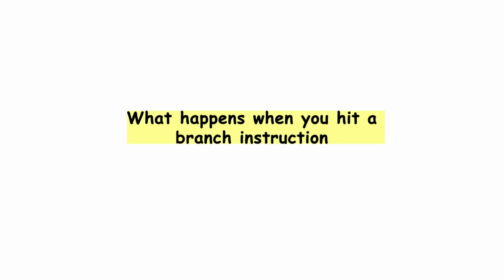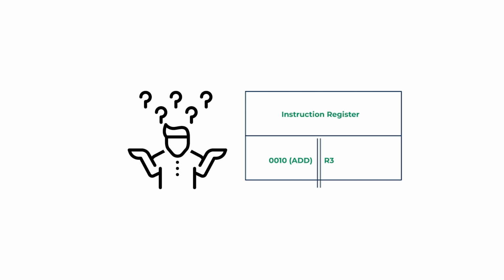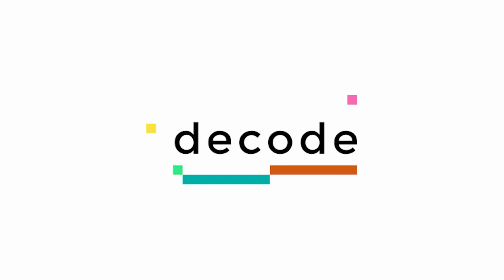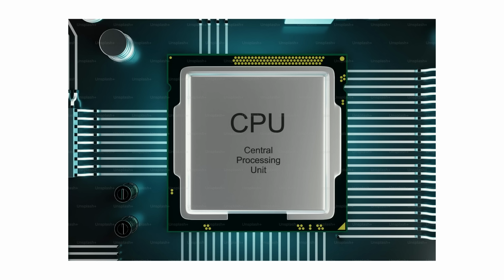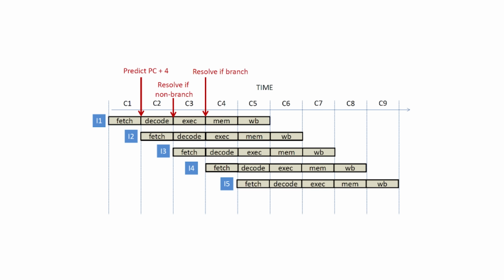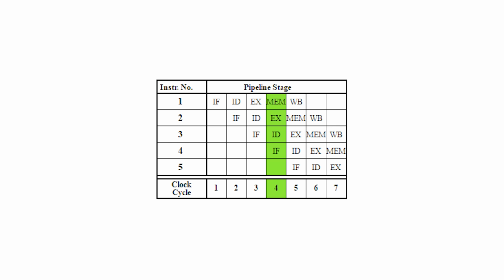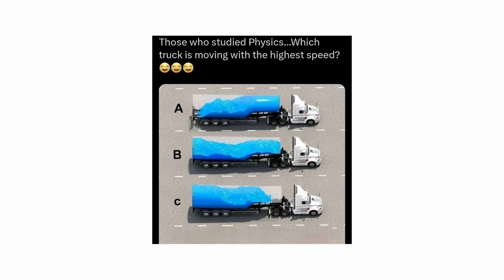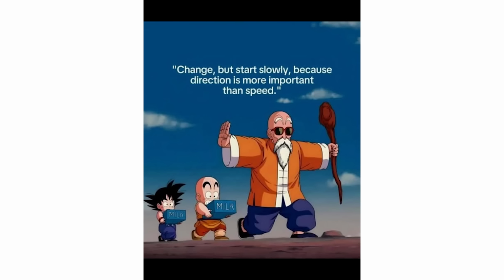What happens when you hit a branch instruction that changes which instruction comes next? The CPU might have already started fetching and decoding the wrong instructions. Modern CPUs use something called branch prediction, where they guess which direction the branch will go and start processing those instructions speculatively. If they guess right, huge speed boost. If they guess wrong, they throw away the work and start over.